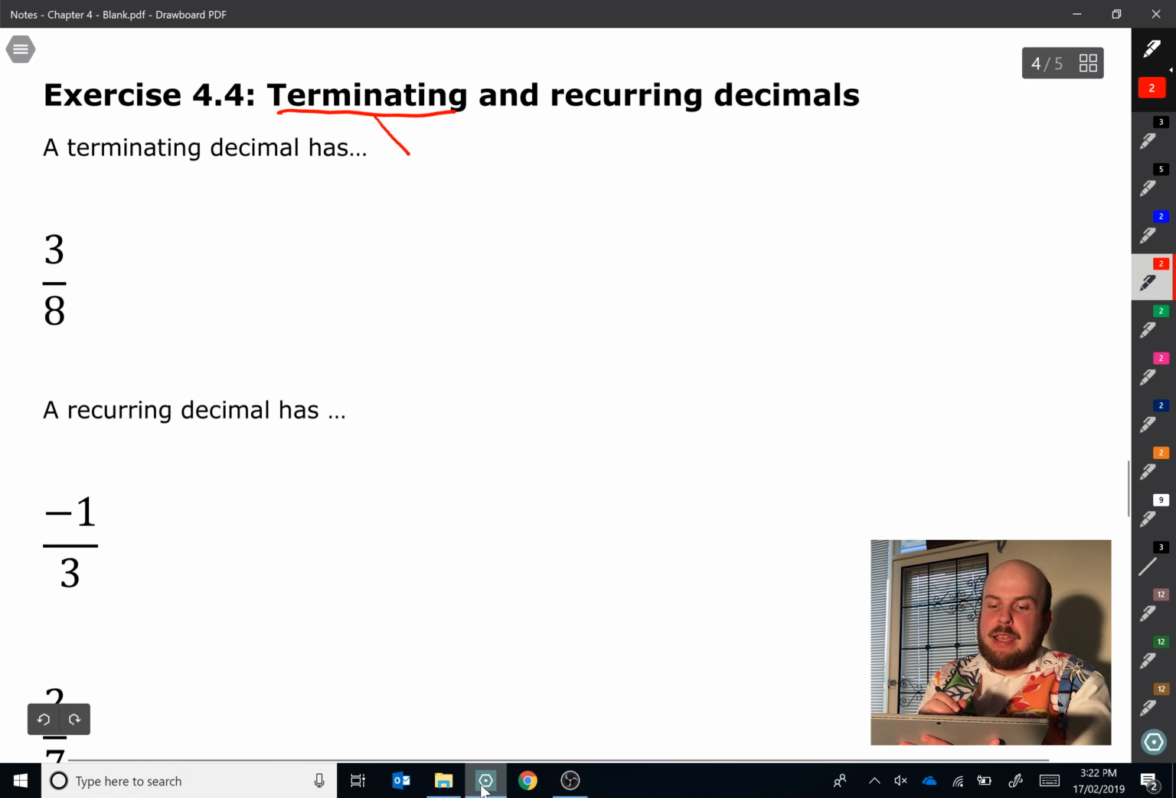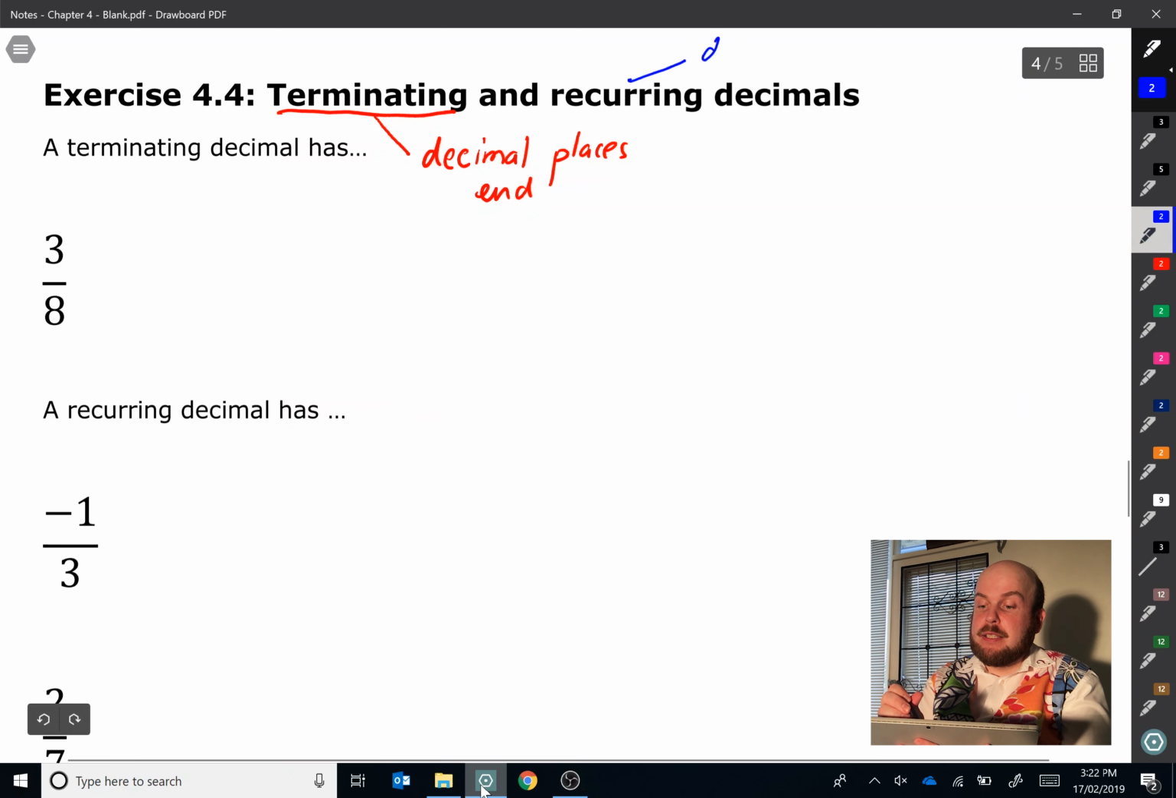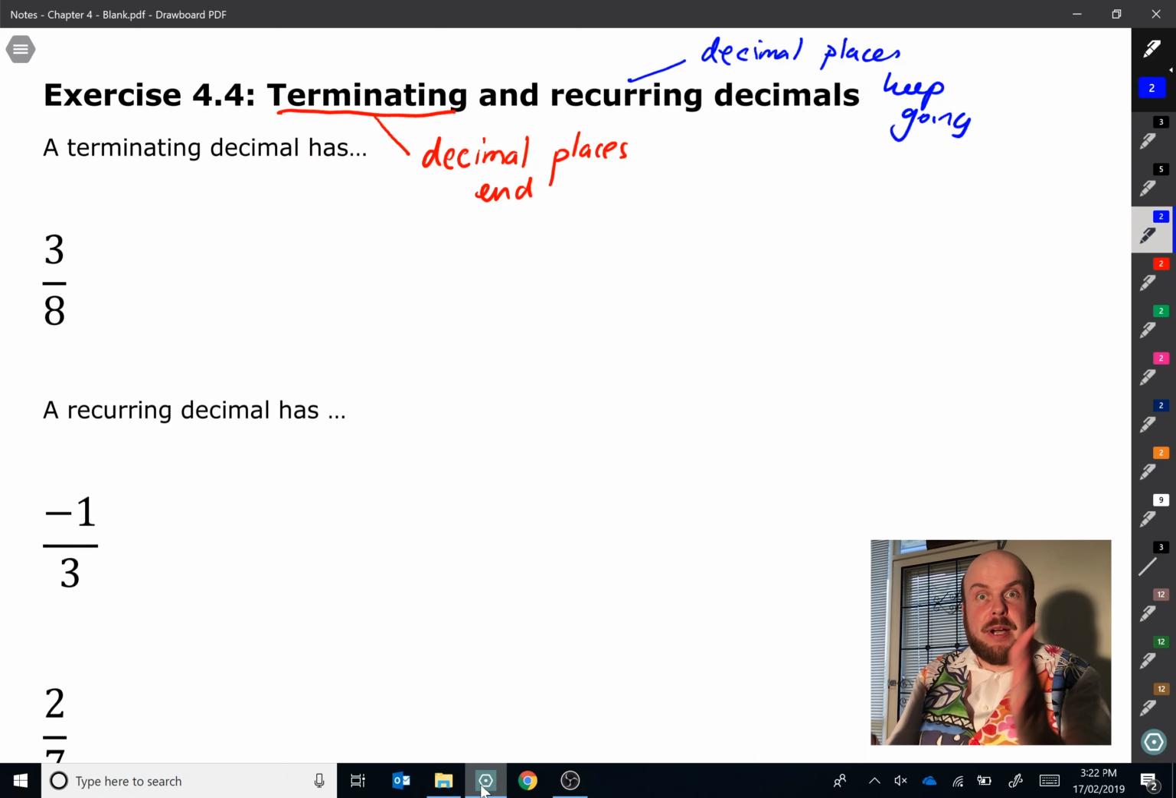So terminating means that the decimal places end. And recurring decimals means that the decimal places keep going. So recurring means it goes on and on and on, much like how I might sound.